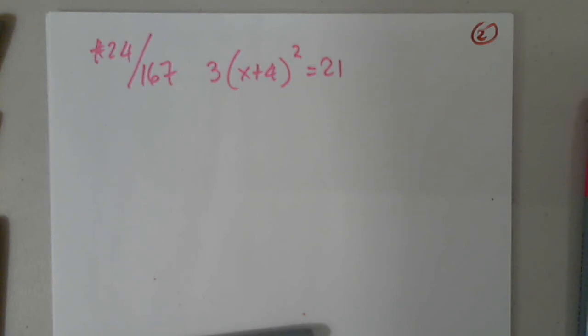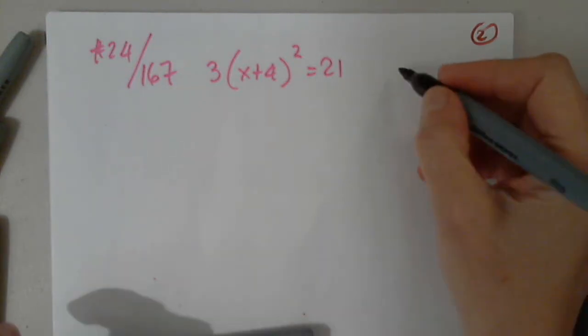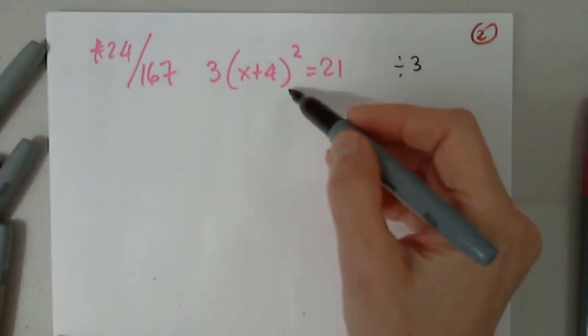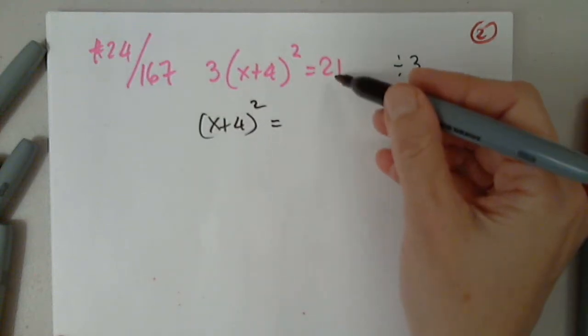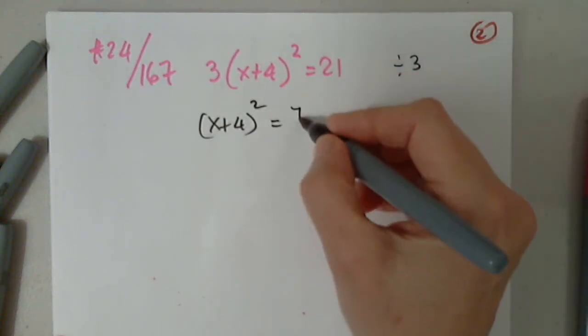You can divide both sides by 3. Excellent job. Absolutely. Clean it up if you can. So this divided by 3 is x plus 4 squared. And this divided by 3, because I have to divide both sides, is 7.